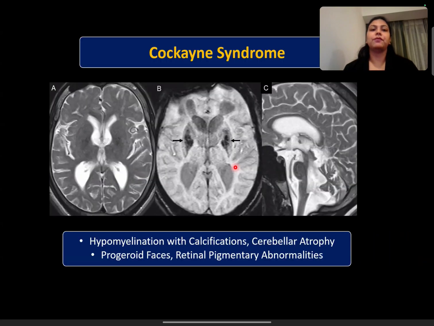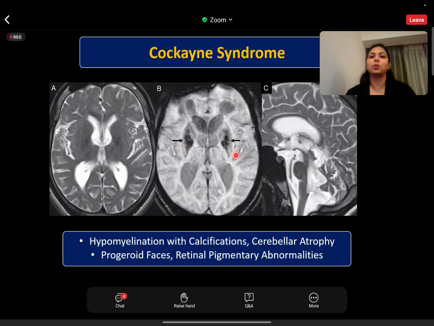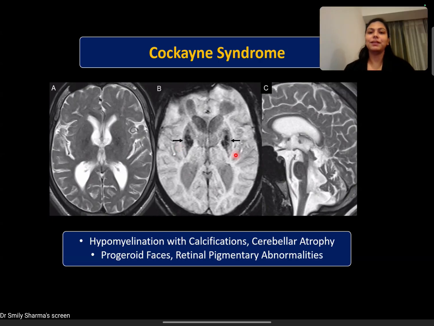And then we have Cockayne syndrome where we have diffuse hypomyelination along with calcifications. And so this was the last case which I wanted to show you. This is Cockayne syndrome, and we have differences like Aicardi-Goutières and TORCH infections. So these were the patterns, and of all these patterns, please remember PMD, PMLD, POLR3, and along with that, infantile onset GM1, GM2 gangliosidosis.